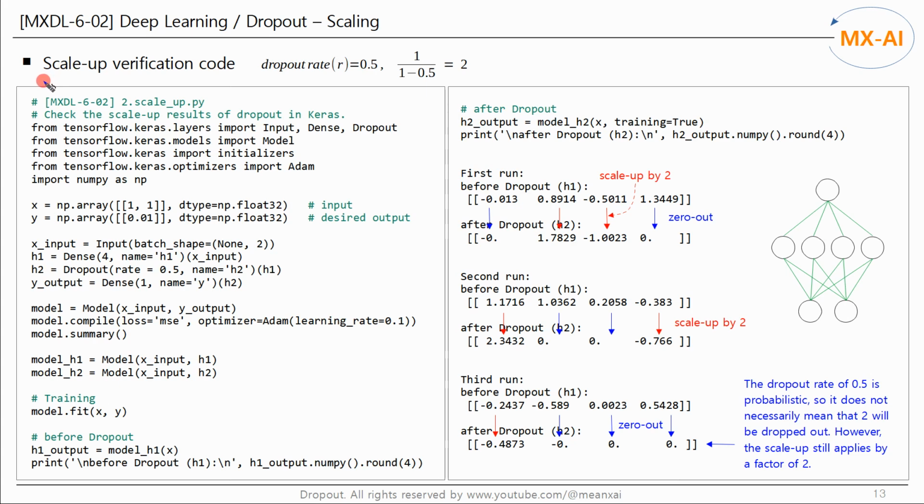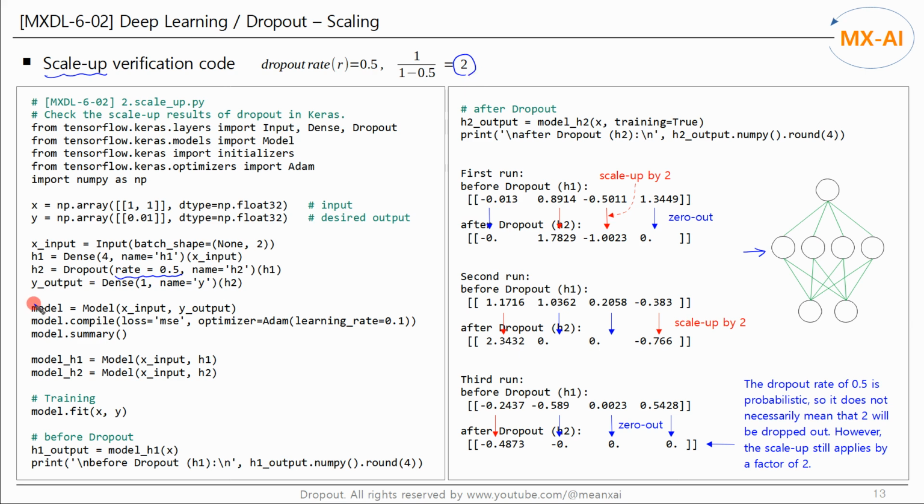Next, let's experimentally check how much Keras Dropout applies scale-up during the training. Create a neural network model like the one on the right, and apply dropout to the hidden layer. Dropout rate is set to 0.5. Then 1 over 1 minus R becomes 2.